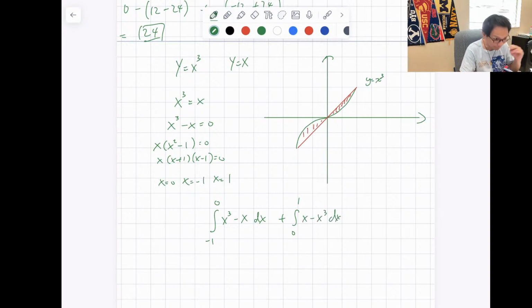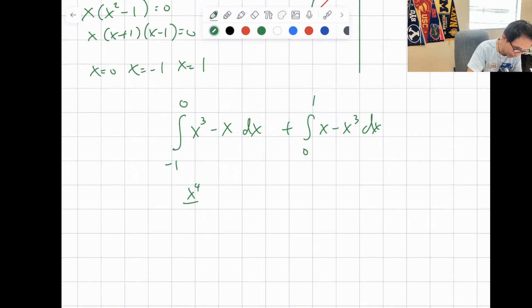How is x above x cubed on the right? On the right, you can plug in 0.5 to see which one's higher. If I plug in 0.5, the x is going to be 0.5. X cubed is going to be 0.5 times 0.5 times 0.5. It's going to be way smaller.